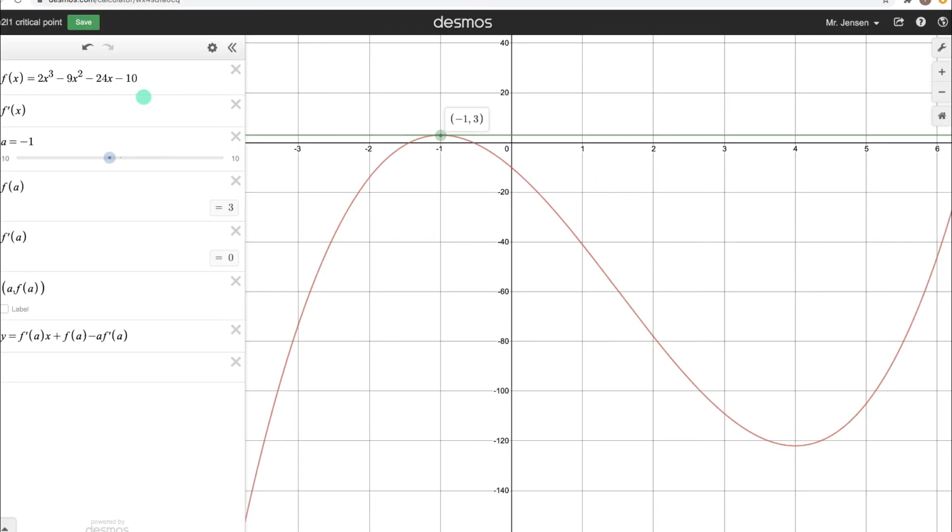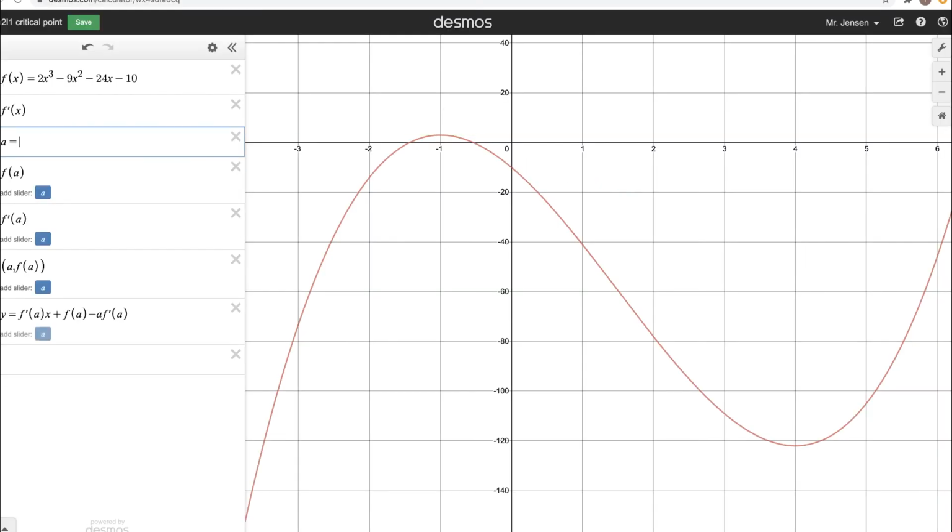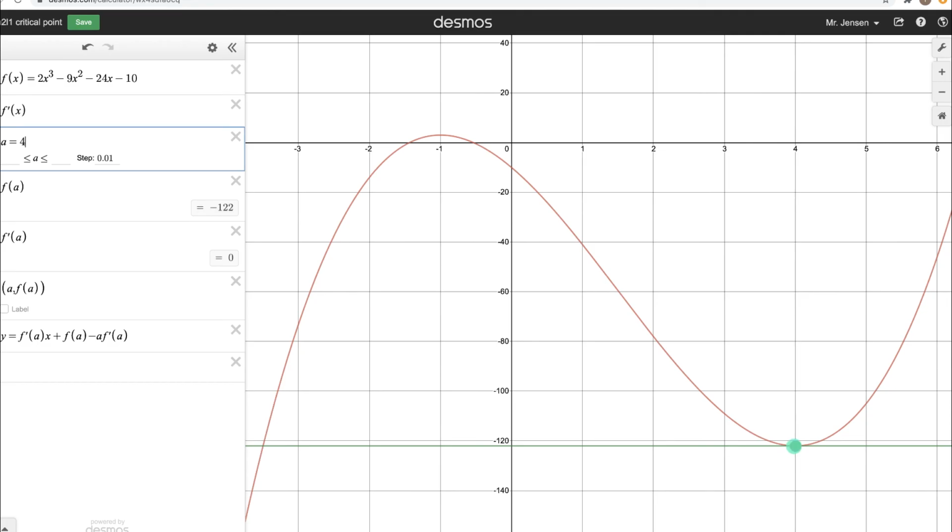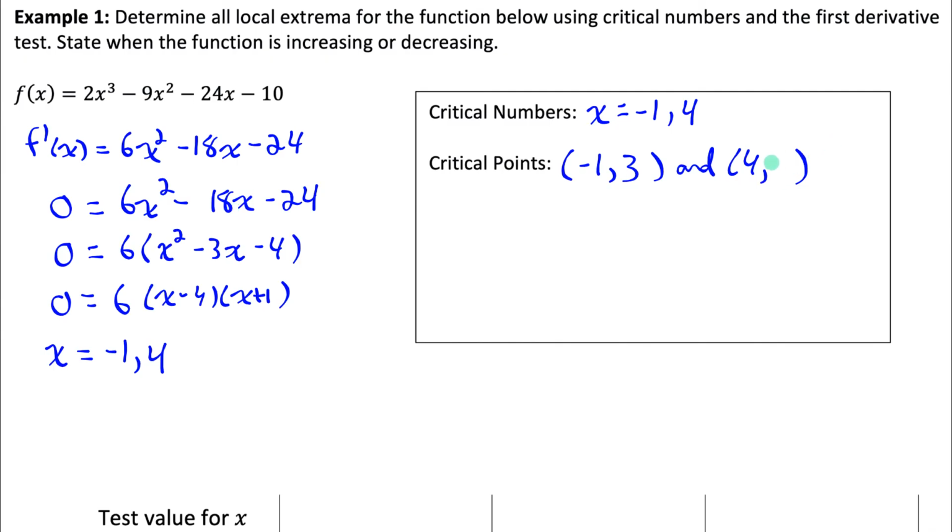And where's the function when x is 4? Well, I know when x is 4, there's a horizontal tangent there, yeah, but what's the y value of this point? -122, and I get that by plugging into the original function. I get -122.